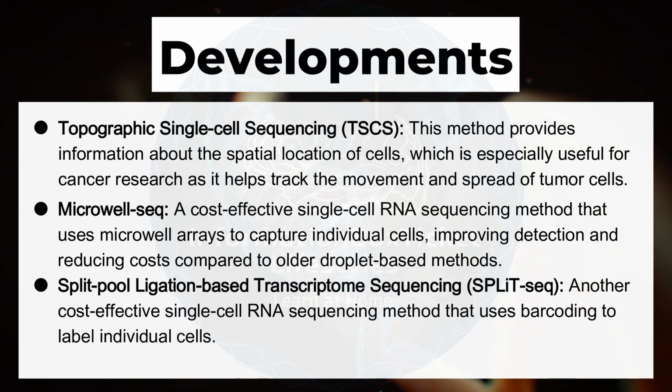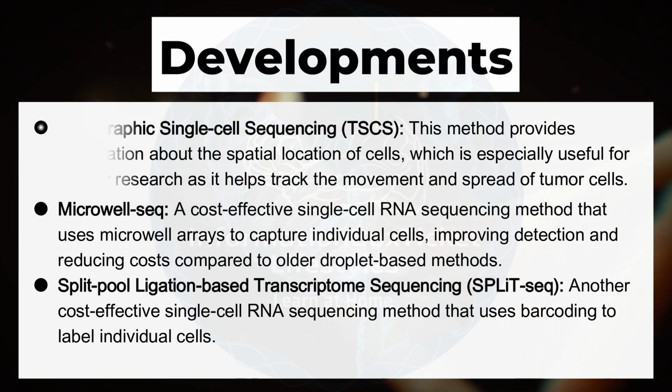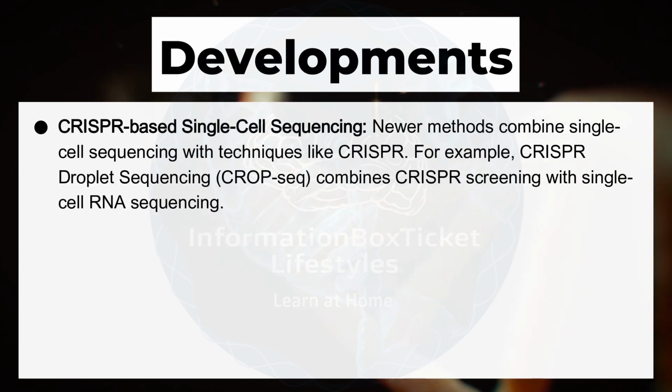Split pool ligation-based transcriptome sequencing, another cost-effective single-cell RNA sequencing method that uses barcoding to label individual cells. CRISPR-based single-cell sequencing. Newer methods combine single-cell sequencing with techniques like CRISPR. For example, CRISPR droplet sequencing, CROP-seq, combines CRISPR screening with single-cell RNA sequencing.